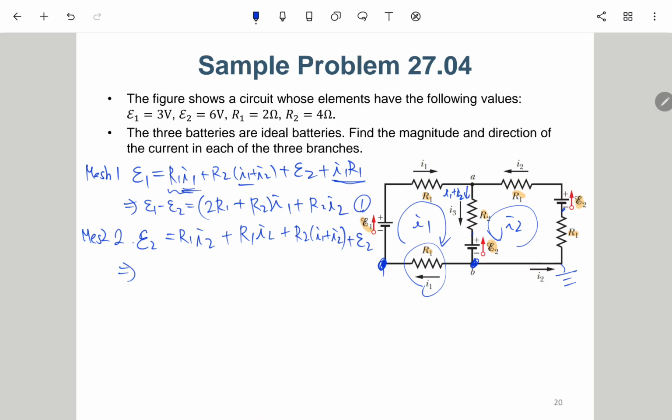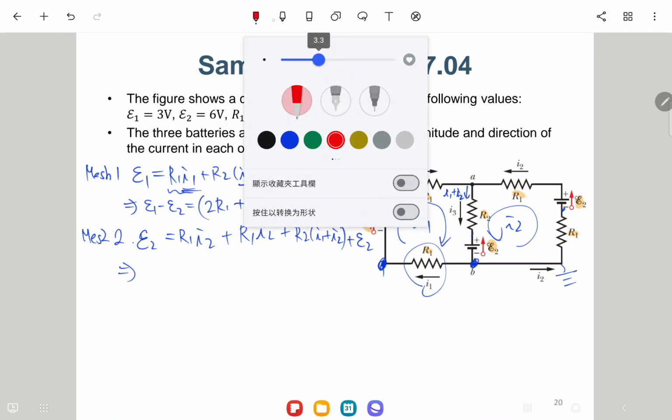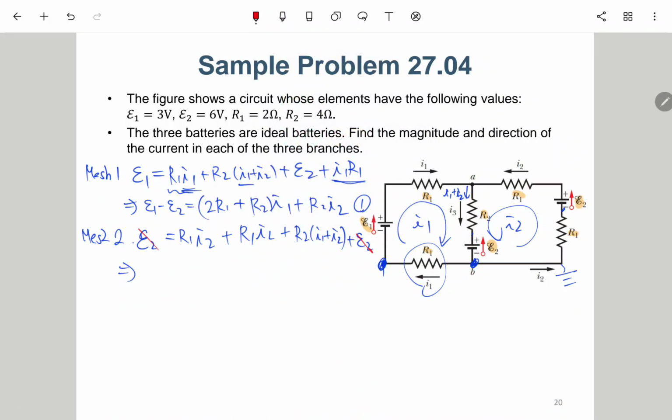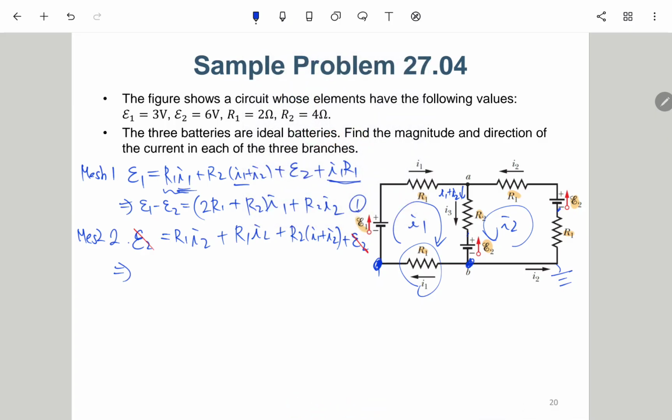Here we can slightly simplify it. We can actually cancel this E2 and E2. So we have 0 equals R2 I1, plus R1 R1 R2, so we have 2R1 plus R2 times I2.